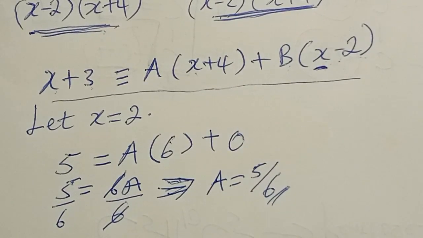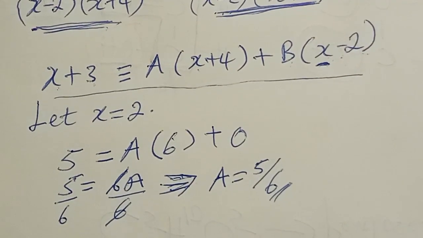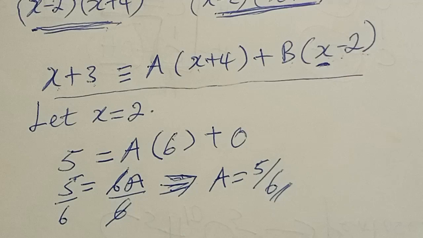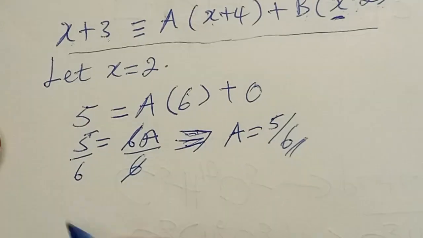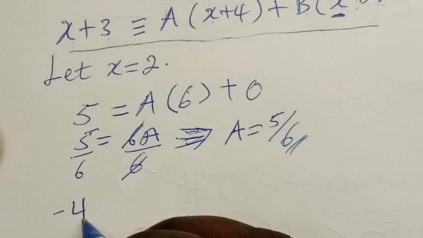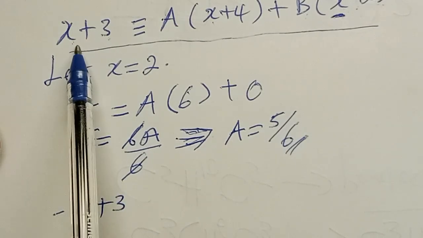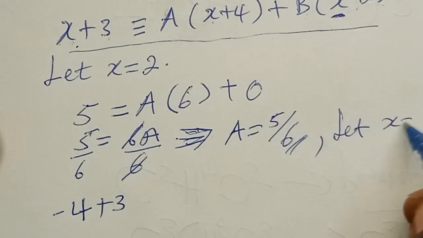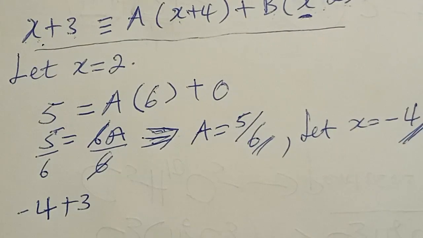So if we do that, then of course, we can say let the value of x be equal to minus 4. So if we put minus 4 here for x based on this expression, minus 4 plus 3 is going to give us minus 1. Because we are going to say here that this time let x be equal to minus 4, as you can see here.